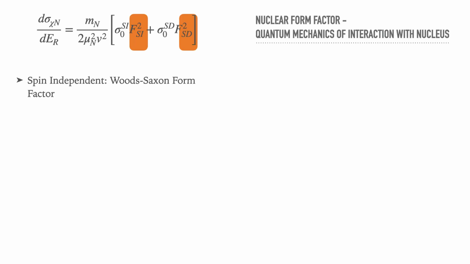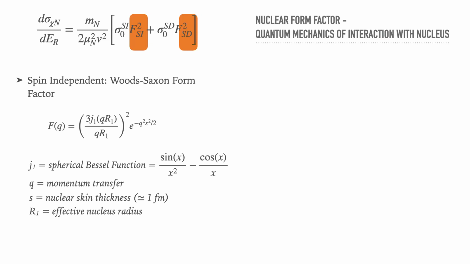But there are people who research this, and this gets used not just, I mean, this is nuclear physics theory to some extent. But there are people who work in particle theory who worry about this stuff too. So for spin-independent interactions, a very commonly used form factor is the Wood-Saxon form factor.